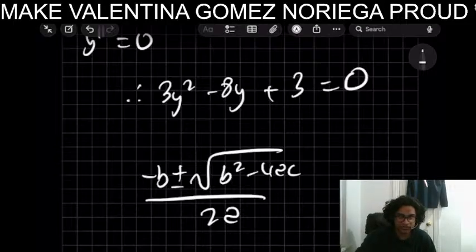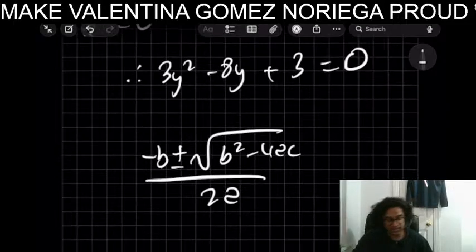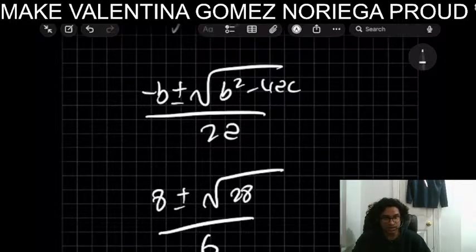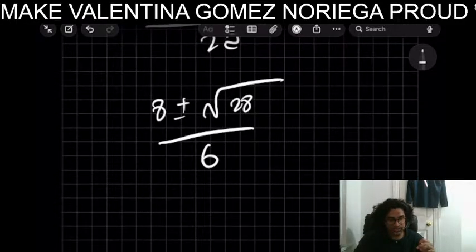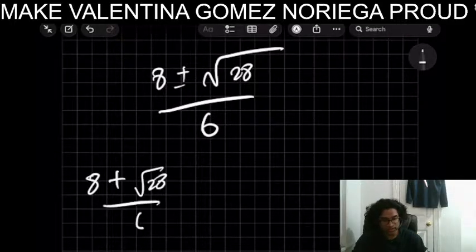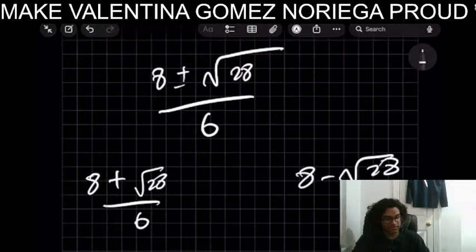64 minus 36 is what? 64 minus 36 is 28. We're going to have 8 plus or minus the square root of 28, over 6. So your concavity will change at 8 plus the square root of 28 over 6 and 8 minus the square root of 28 over 6. So your concavity changes.